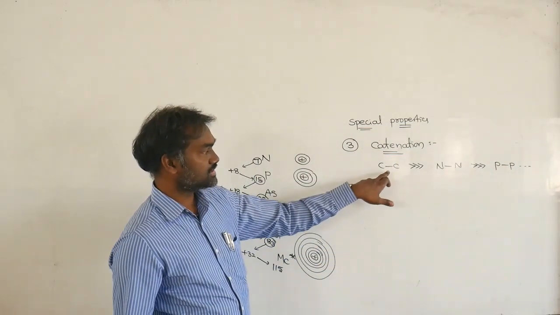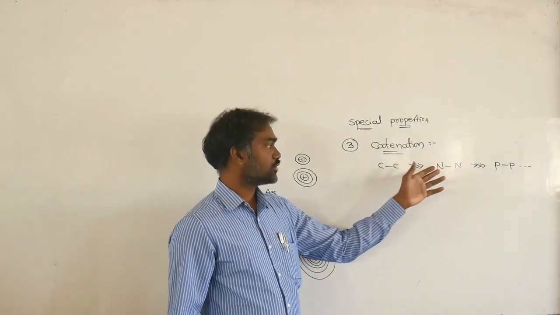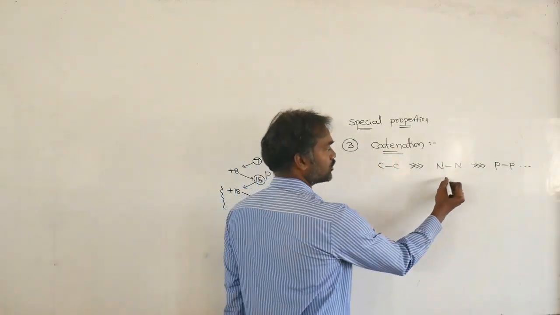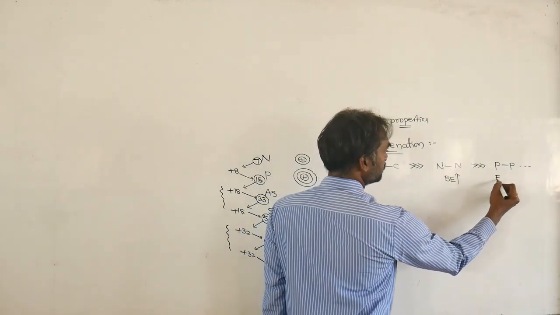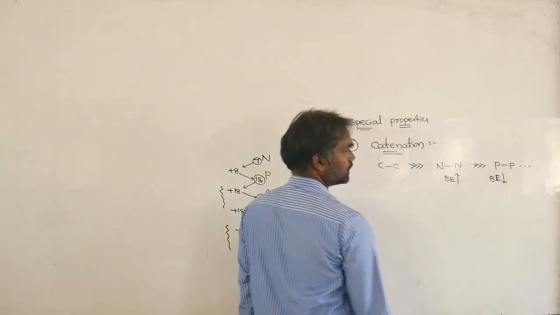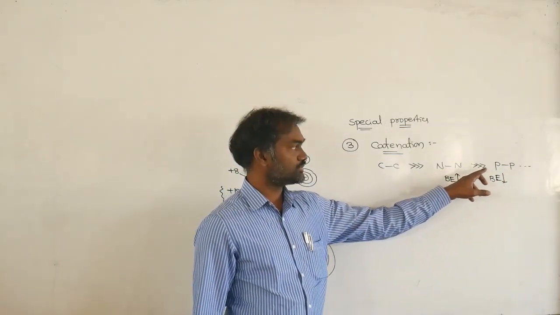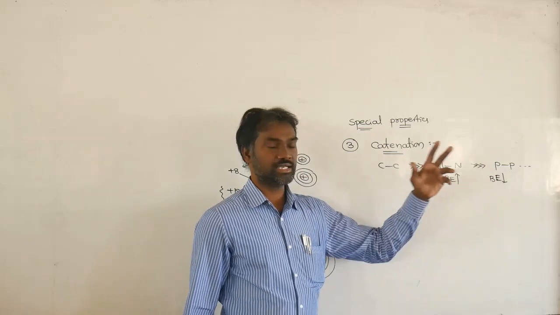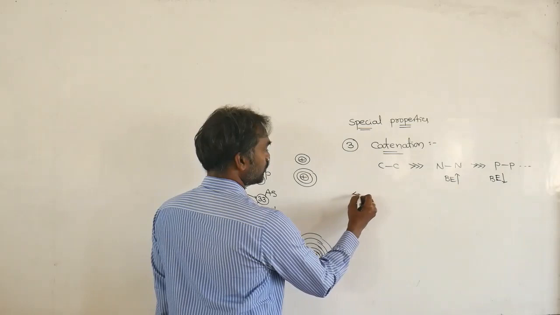First is carbon, and after that nitrogen shows it. You can explain this according to bond energies only: this bond energy is more compared to that bond energy. That is why nitrogen has more catenation, phosphorus has less, and it continuously decreases. Next, covalency.